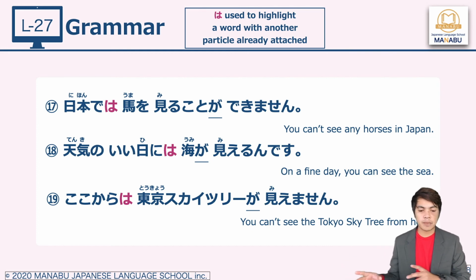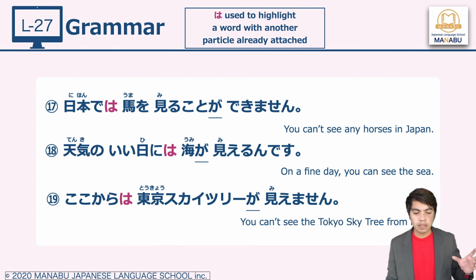In Japan, uma o miru koto ga dekimasen. So uma o miru koto ga dekimasen. If you remember the koto ga dekimasu, as we learned in our previous lessons, this is also a form of a potential verb. So you can do verb. Miru koto ga dekimasen. You can't see many horses in Japan. Nihonde, in Japan. But in other countries, you can see many horses. But in Japan, nihonde wa.